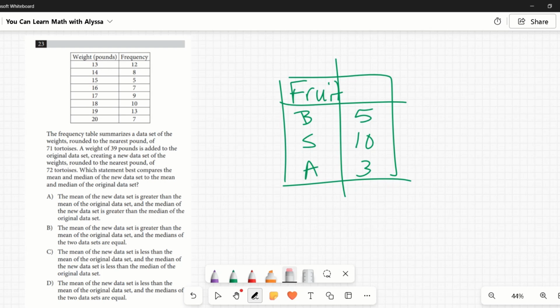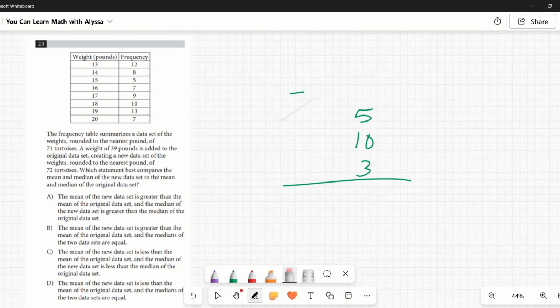That's the frequency. Now, in math, these are usually numbers too. It's how many times the data point comes. But the concept we're talking about is just saying how often does this thing occur? That's the frequency. So here it's talking about the weights of these tortoises.